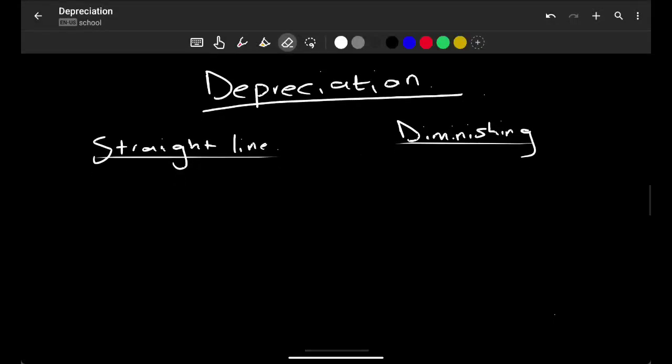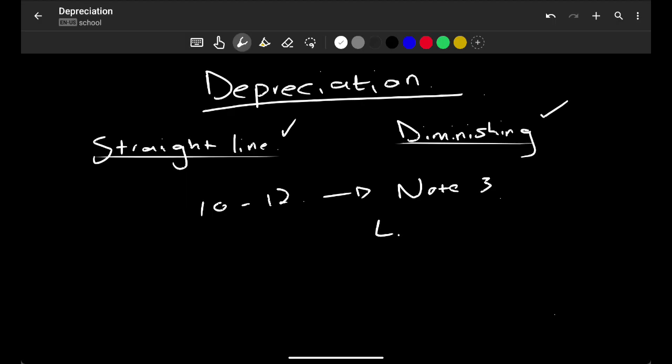Okay, so in this lesson, we're going to be looking at depreciation and how depreciation works, right? We have our difference there. We have the straight line method of calculating depreciation and the diminishing method. So whether you're in grade 10 or 11 or 12, you need to understand depreciation as it is part of your note 3, which we know is your fixed asset note, right?